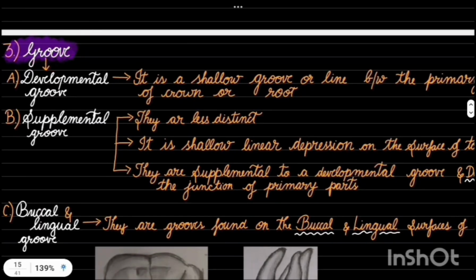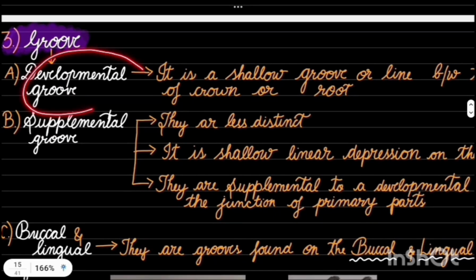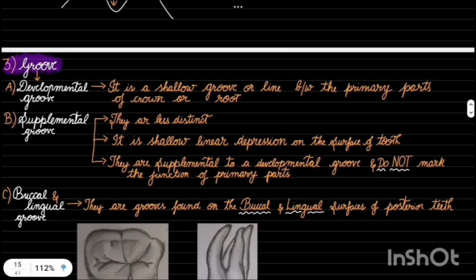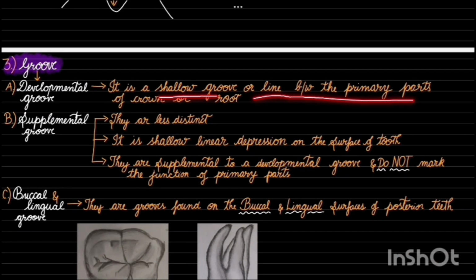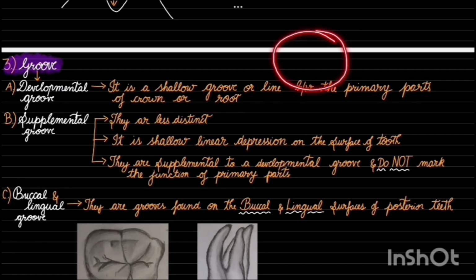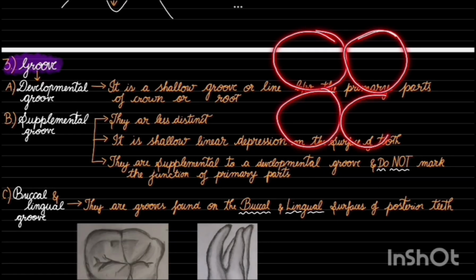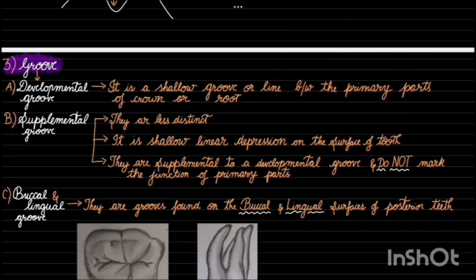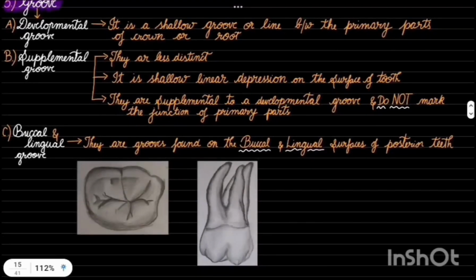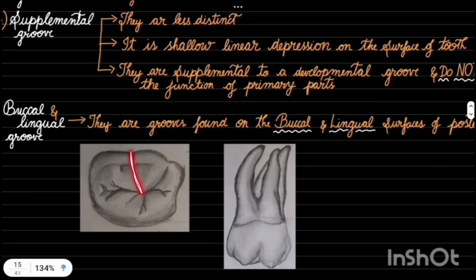Next we have the groove. The first groove we shall be learning about is the developmental groove. The developmental groove is a shallow groove or line between the primary parts of the crown or root. Suppose we have two lobes which join with two other lobes to form a crown. In between these lobes, the grooves which run are called the developmental grooves. As you can see over here, these are all the developmental grooves.